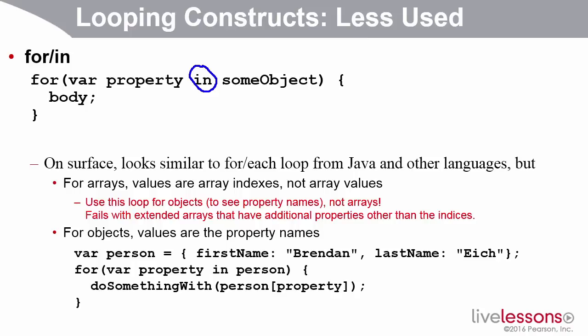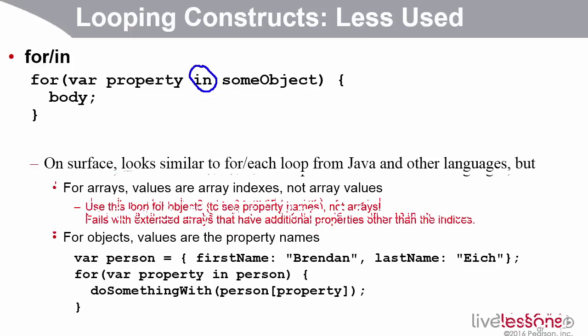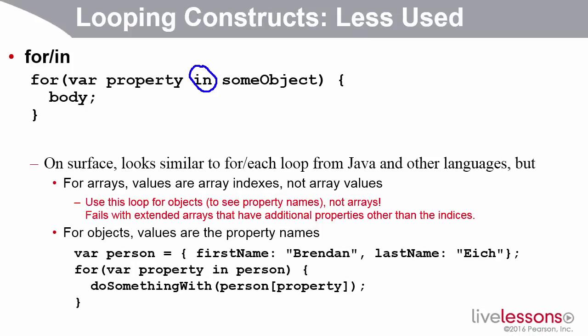And the reason it's not very useful is, first of all, if I only get the indexes, I could use the other kind of for loop anyway. And we'll see later that arrays can have other things in them besides numeric indexes. And then that gets messed up. So really, the only use of the for in loop is for objects.